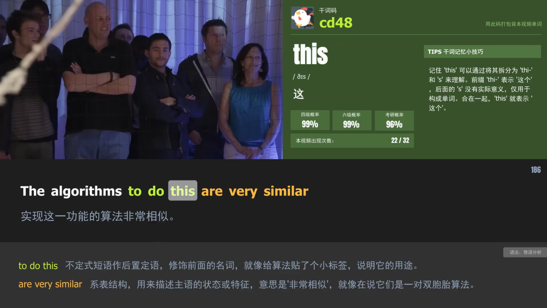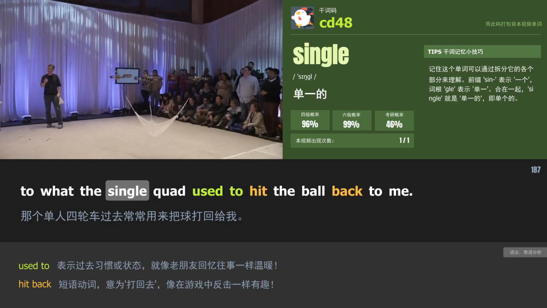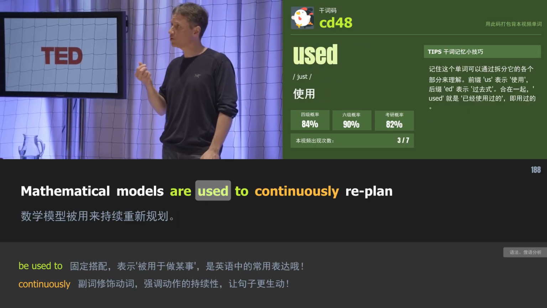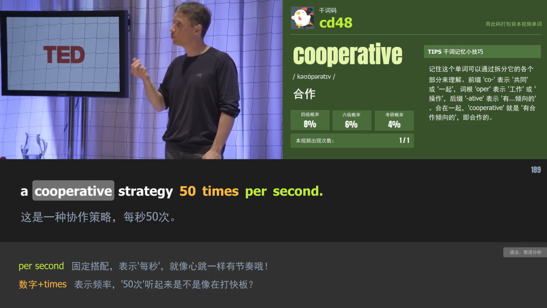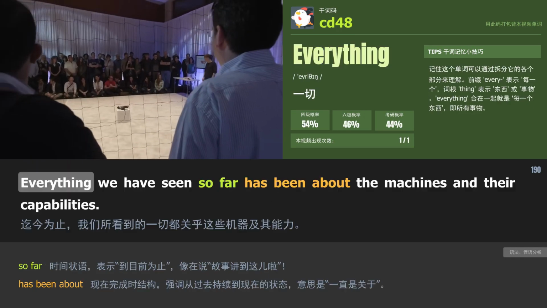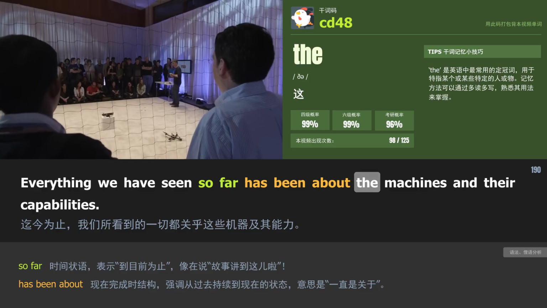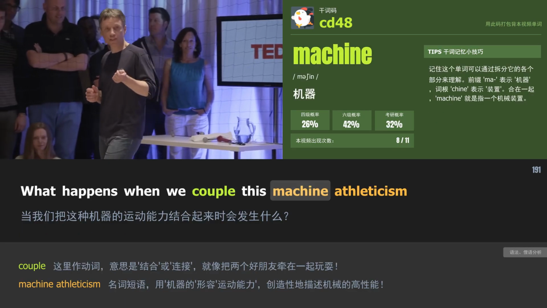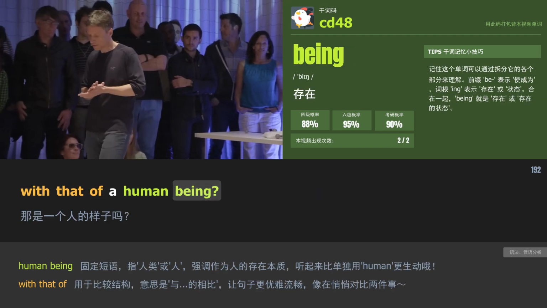The algorithms to do this are very similar to what the single quad used to hit the ball back to me. Mathematical models are used to continuously replan a cooperative strategy 50 times per second. Everything we have seen so far has been about the machines and their capabilities. What happens when we couple this machine athleticism with that of a human being?